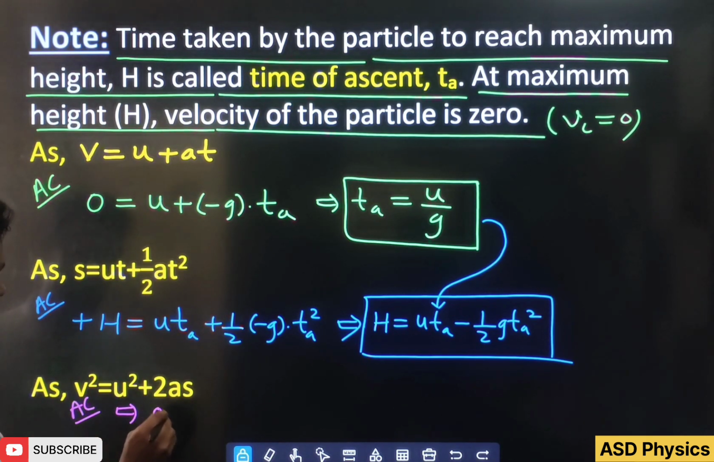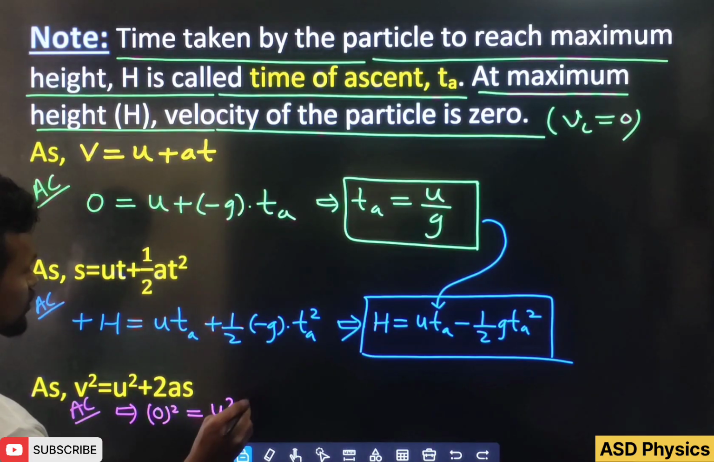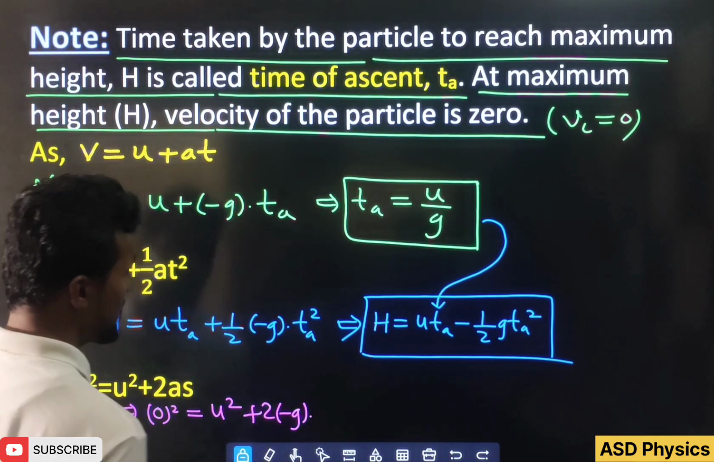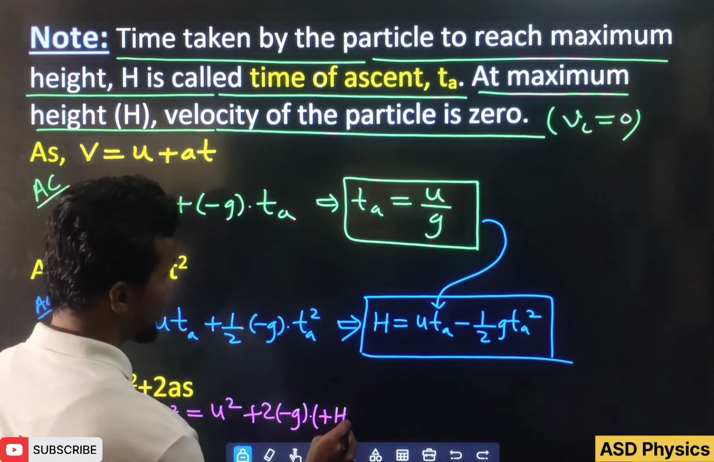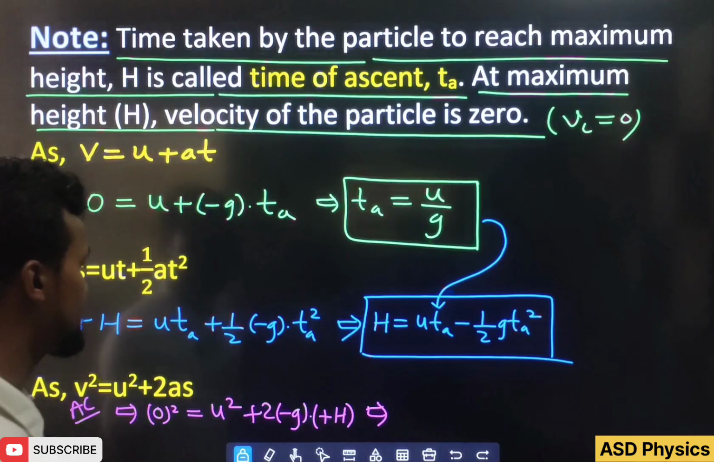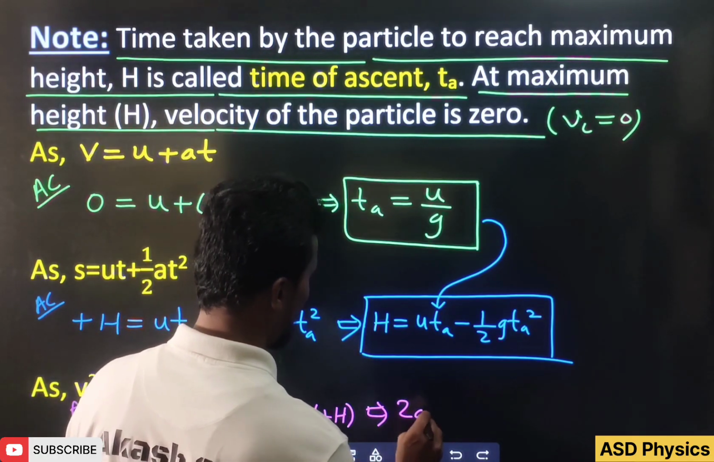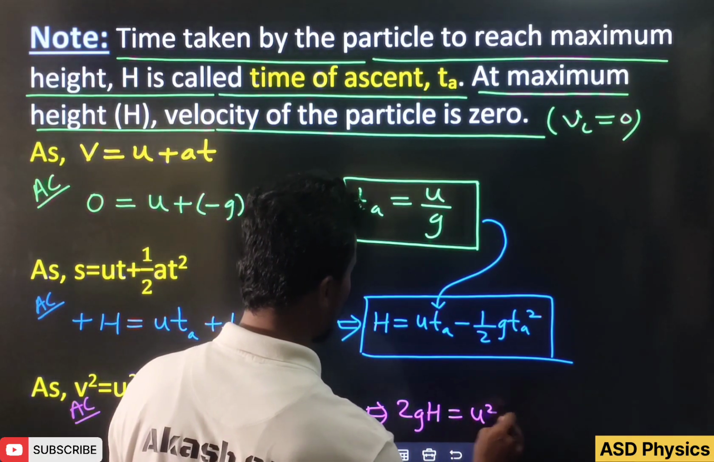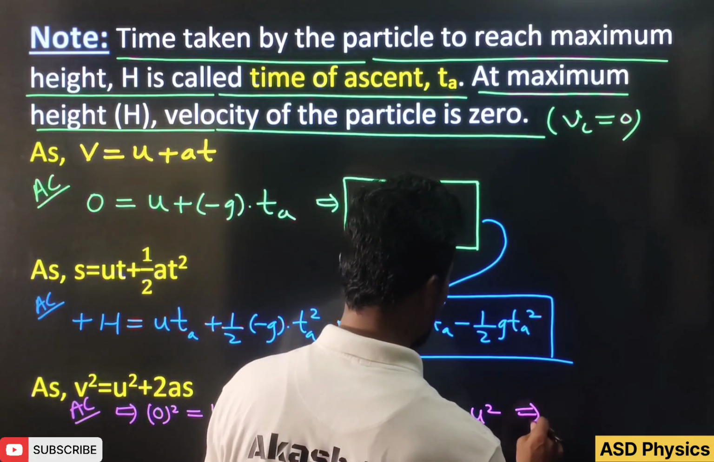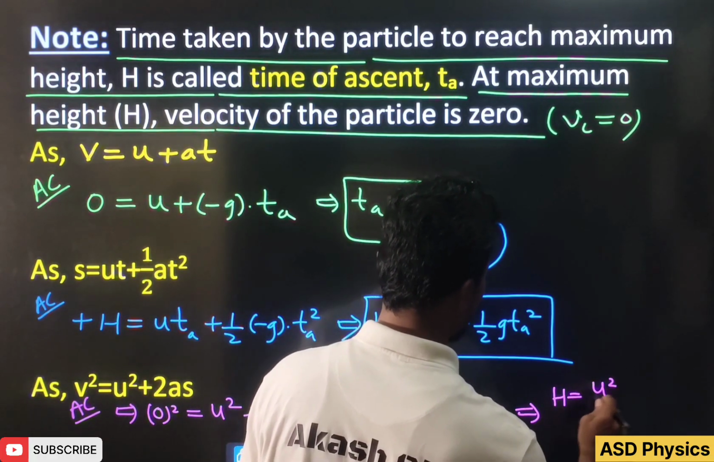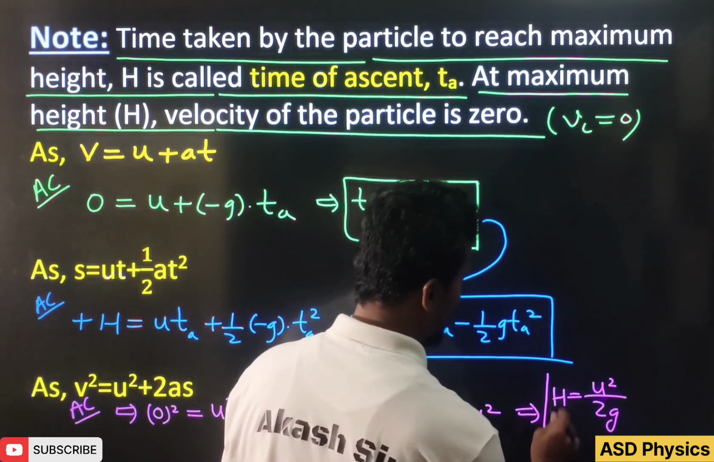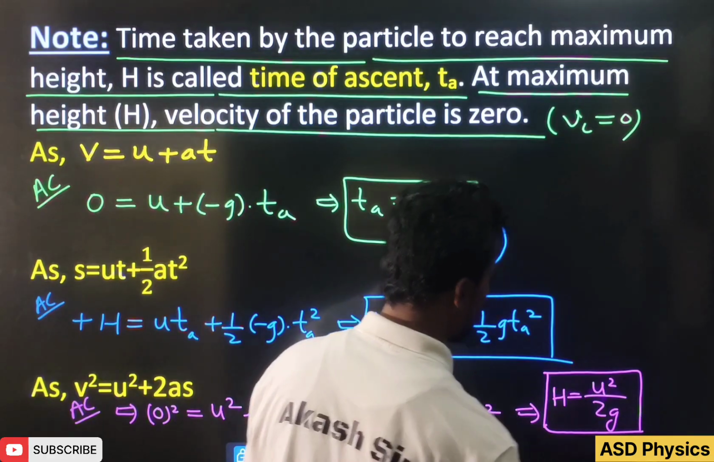See, v square, that means 0 square, u square is the initial velocity at point A, plus 2 into minus g, and the height is plus h. From here, if you simplify this, you can write 2gh equal to u square. Can you see very well? Here minus h, this. That means we can write h is given by u square by 2g, that is the maximum height.